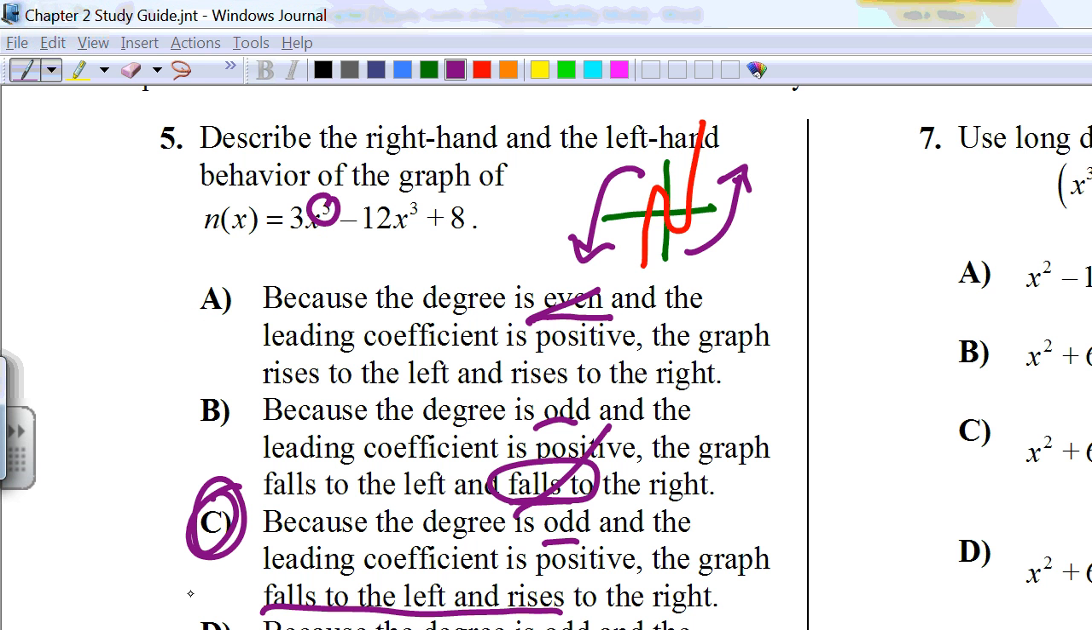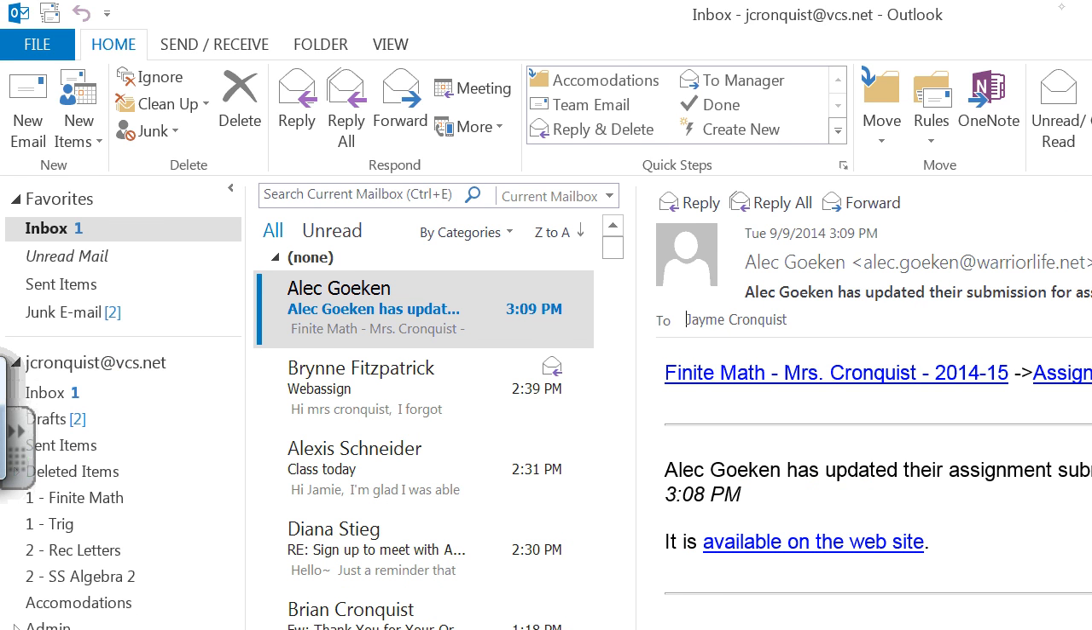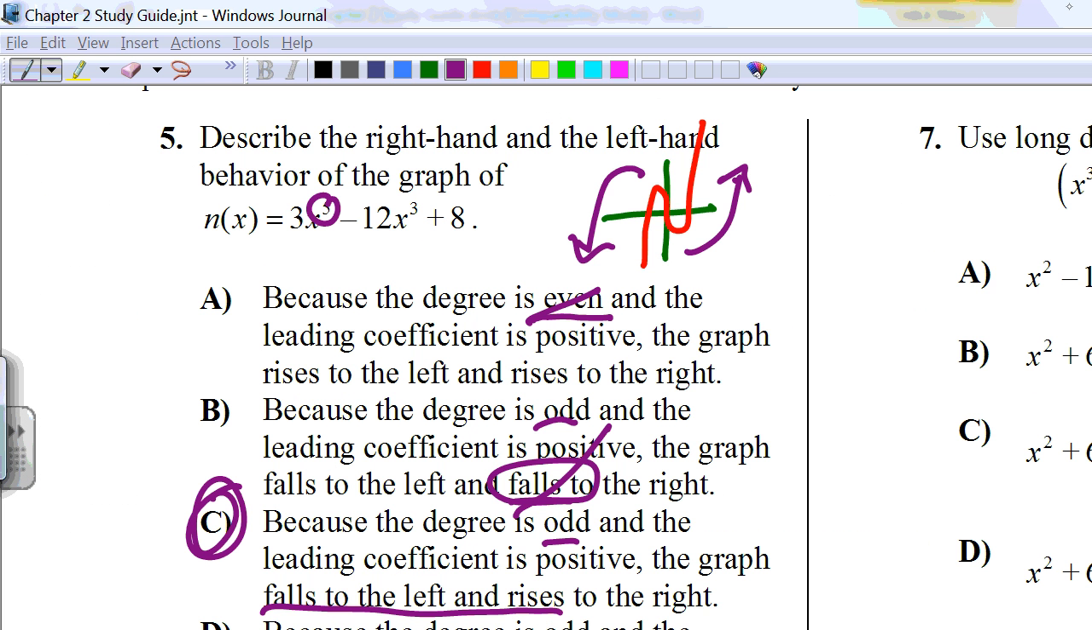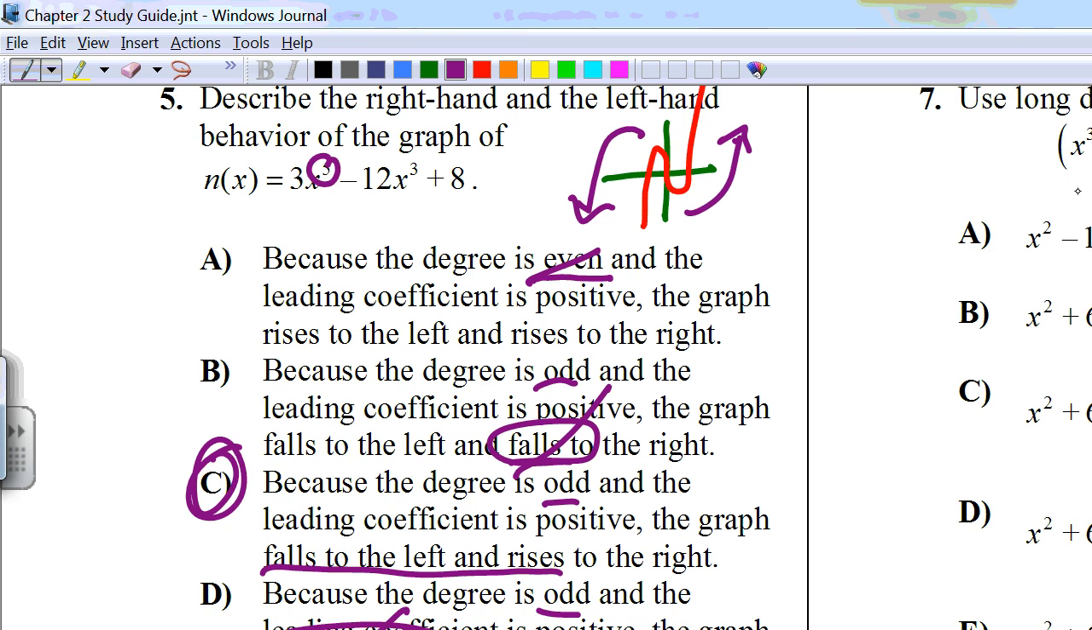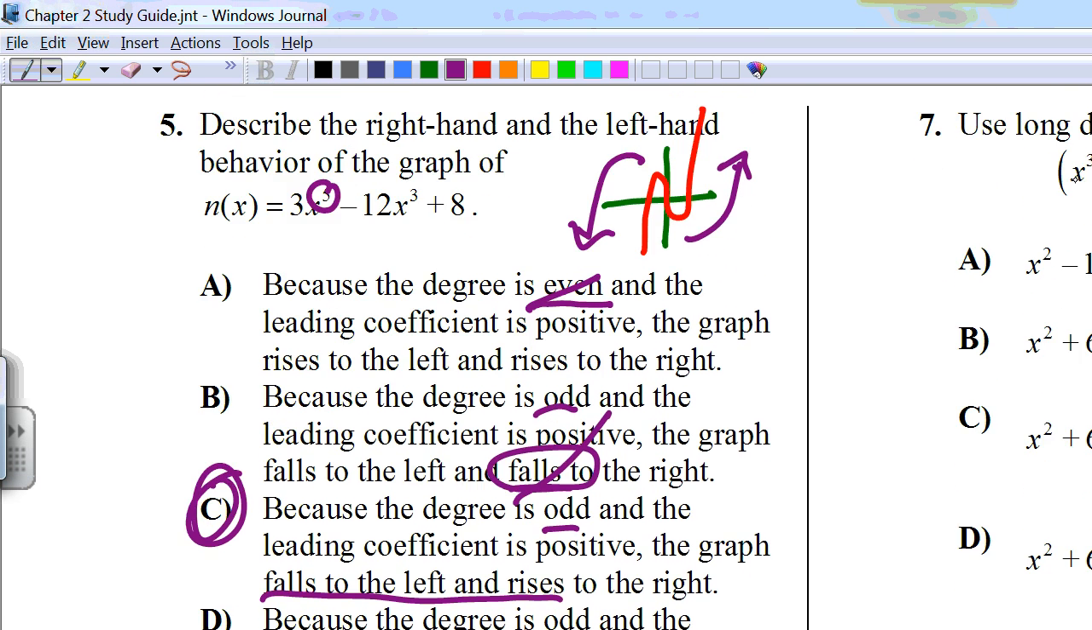All right, let's look at number 7. Oops, I'm sorry. My hand accidentally hit it again. Okay, number 7. Use long division. I'm going to roll down a little to give myself a little more space. I have x plus 3. Sorry, too far.